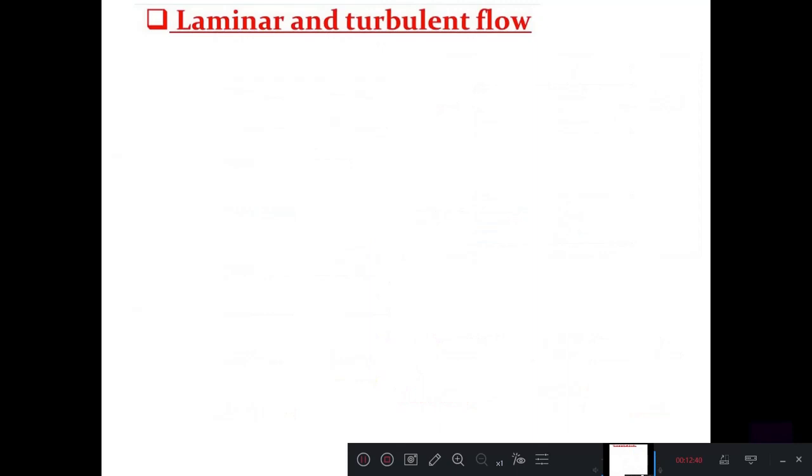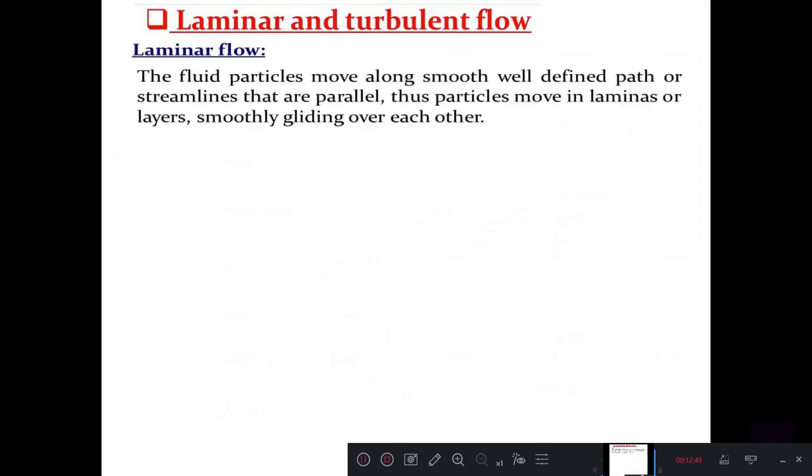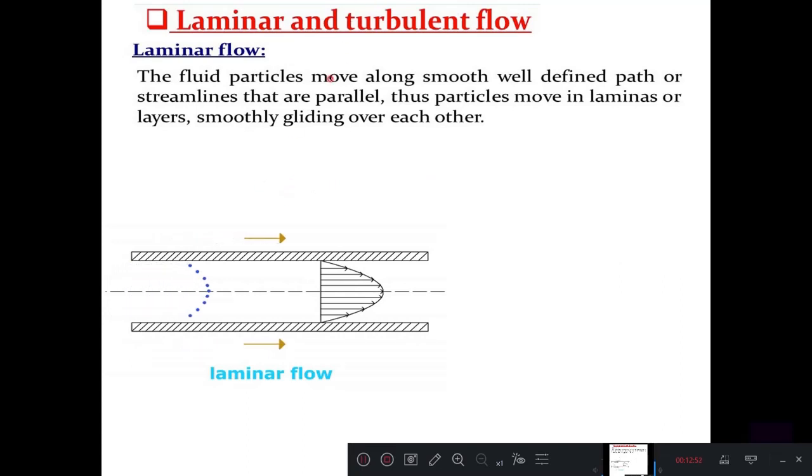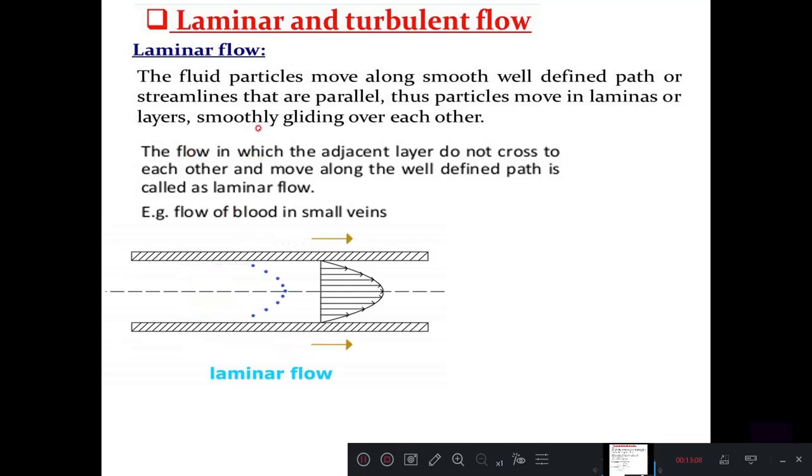As we come across generally, there is laminar flow, turbulent flow, and even transitional flow. So what is laminar flow? The fluid particles move along a smooth, well-defined path or parallel streamlines. Thus the particles move in laminas or layers, smoothly gliding over each other, and this type of flow is called laminar flow. For example, the flow of blood in small veins can be classified as laminar flow.